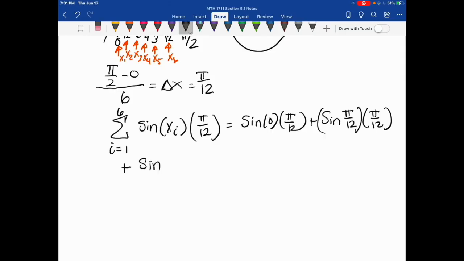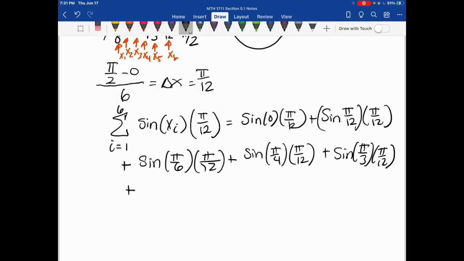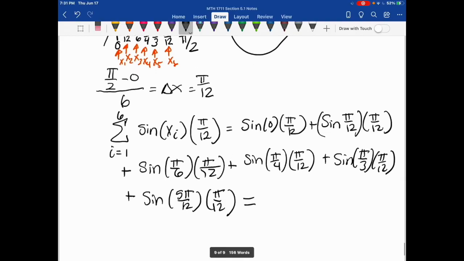plus the sine of pi over 12 times pi over 12 plus the sine of pi over 6 times pi over 12 plus the sine of pi over 4 times pi over 12 plus the sine of pi over 3 times pi over 12 plus the last one is going to be the sine of 5 pi over 12 times pi over 12.